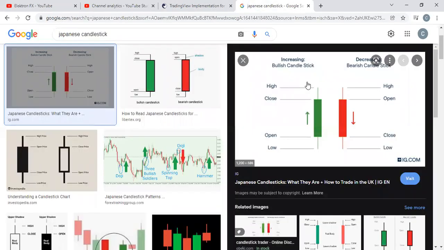We have our bearish candle, we have the bullish candle, we have the high, close, open, low. This part here is the body, and the color tells us where it is actually going. You can choose whatever color you like. I like blue. You can choose green, pink, purple, whatever suits your taste. So that is it about candlesticks.